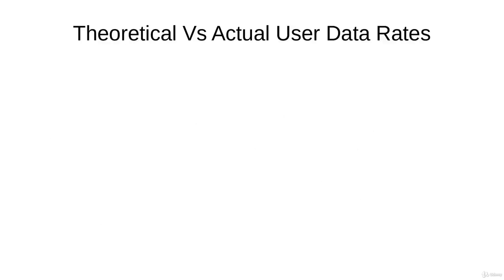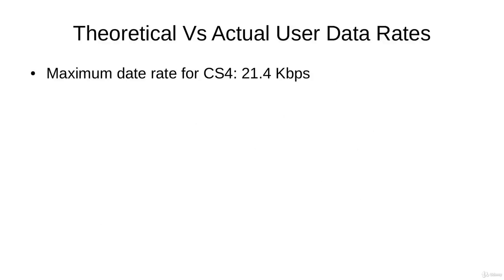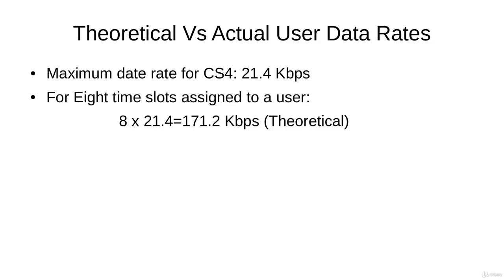Now, what are the data rates that are achievable in GPRS? Here we are comparing the theoretical versus the actual data rates that a user gets. Now, if a user is in ideal conditions, very near to the base station, we will use CS4, or coding scheme number 4. So its data rate is 21.4 kbps. Now if that user is assigned 8 time slots, because a user can be assigned up to 8 time slots, in that case the theoretical data rate that a user can get is 171.2 kilobits per second. Now it's a theoretical figure.